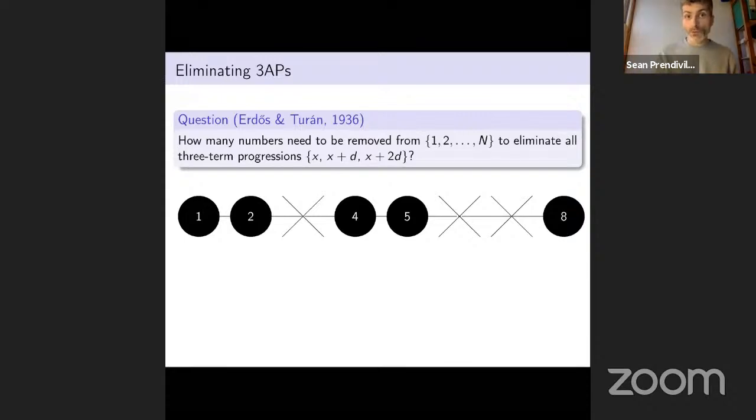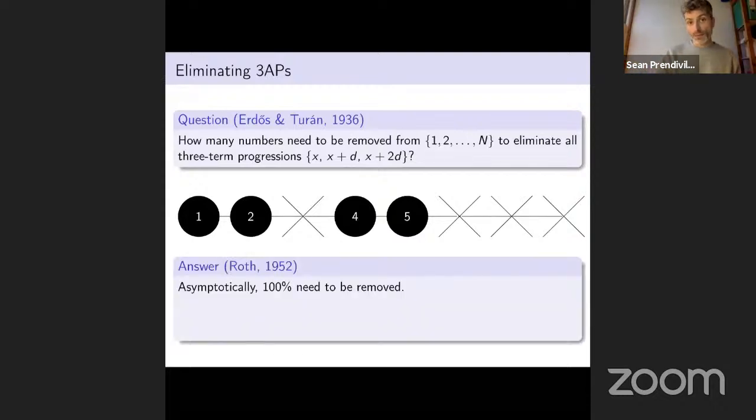Have we managed to remove all three-term progressions? Well, if you stare at this long enough, you'll see you can jump 2 from 2, jump another 2, and that's a common difference of 3, and you've got a three-term progression again. So we need to remove one of those elements. So let's delete 8. And with a little case checking, you now deduce that you've deleted all three-term progressions. So the answer to Erdős and Turán's question for this particular interval, the way we've done it, is that I needed to remove 50% of the interval to destroy all three-term progressions.